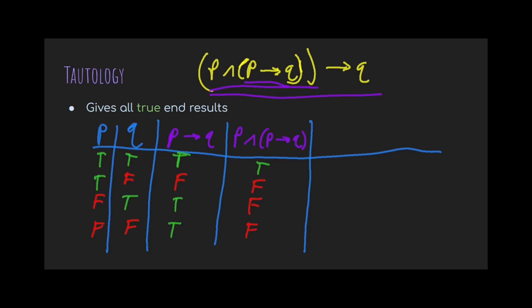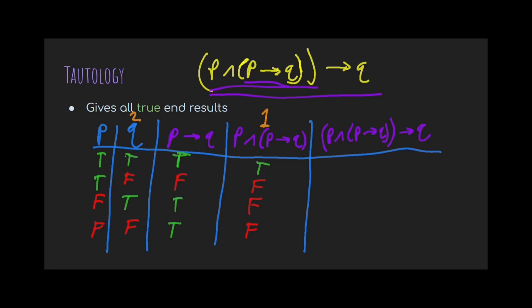And lastly, we're going to look at the whole thing. So P and P implies Q implies Q. So we have to make sure that we're looking at it in the right order. So we're going to look at this column first and then the Q column second. So that could make the difference between true false and false true, which true false would give us false in a conditional statement and false true would give us true. So we have to make sure we go in the right order.